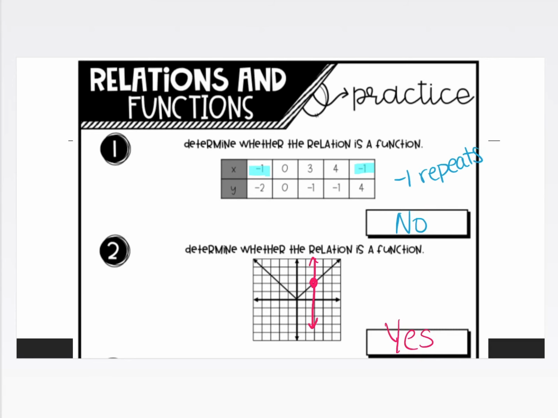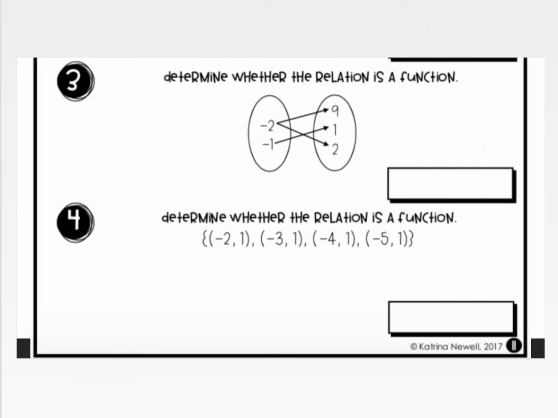Number 3, we have a mapping. But here we have -2 goes to both +9 and +2. So this is not a function. Again, we can write it in ordered pairs. And notice that -2 repeats.